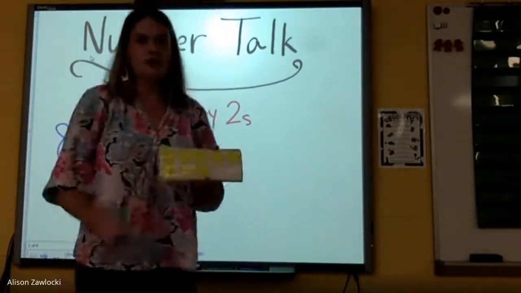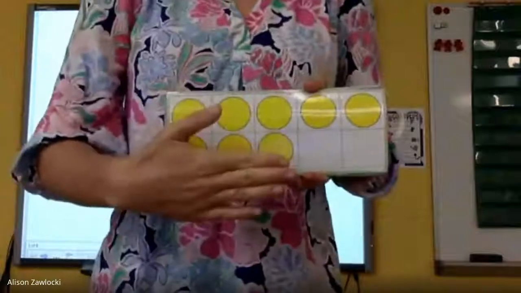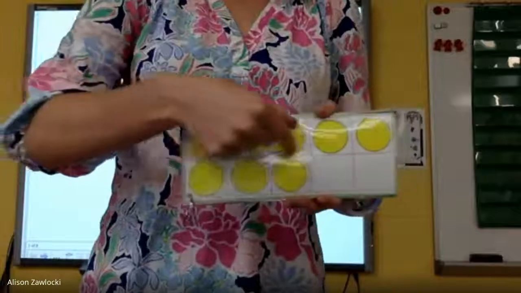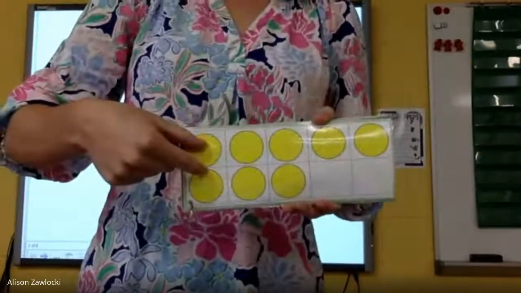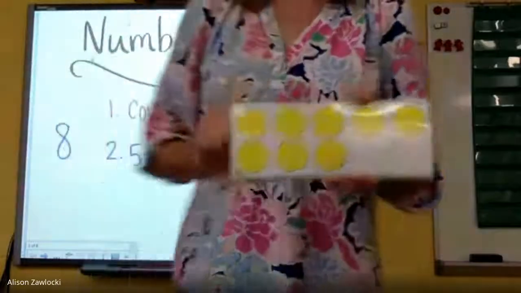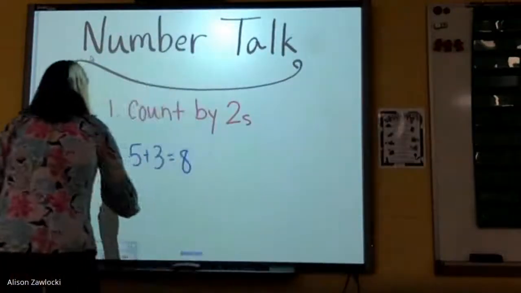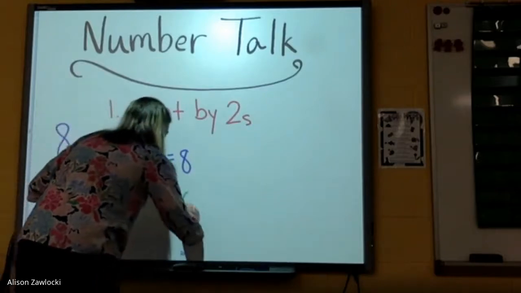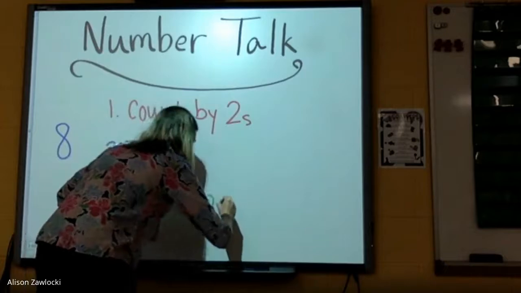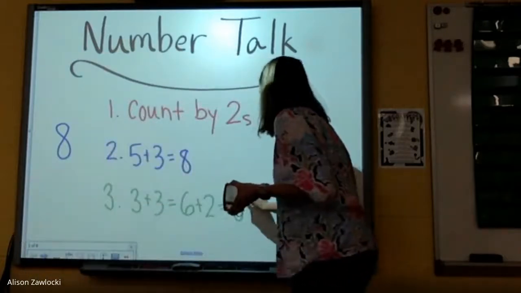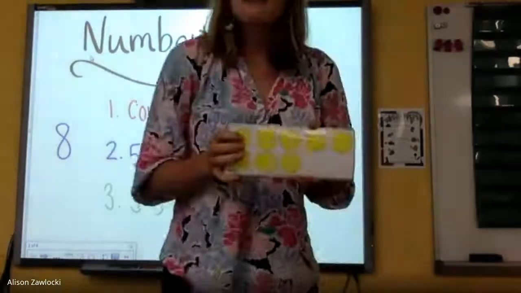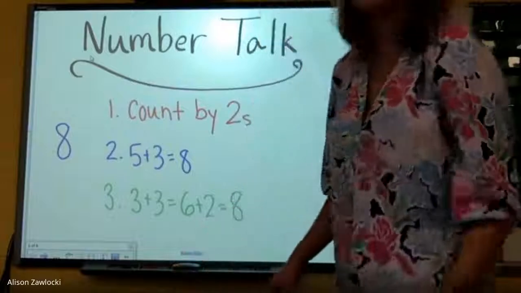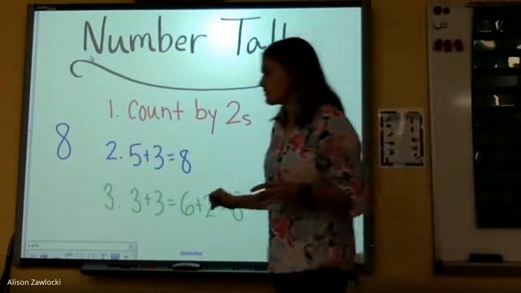And my third and final strategy I thought of, I saw 3 on this bottom row, and then I saw 3 right above that. So I know 3 plus 3 is 6, and then plus 2 more is 8. So this is what I'm going to write, boys and girls. I'm going to write 3 plus 3 equals 6, plus 2, because we added those 2 dots, equals 8. Great job, boys and girls. I love doing number talks with you because we think of so many different strategies to solve a math problem. That's what makes good mathematicians. We come up with different ways to solve math problems.